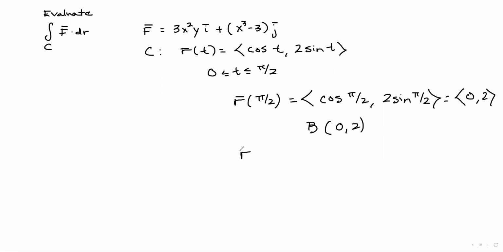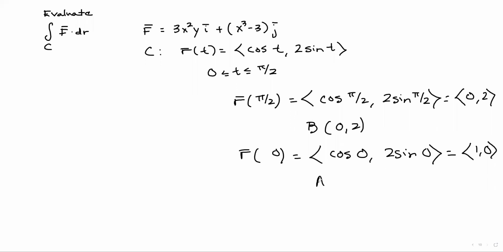Then r of 0 equals cosine of 0, 2 sine of 0. Cosine of 0 is 1, and 2 sine of 0 is 0. So we get 1, 0, and that tells us that A is 1, 0.